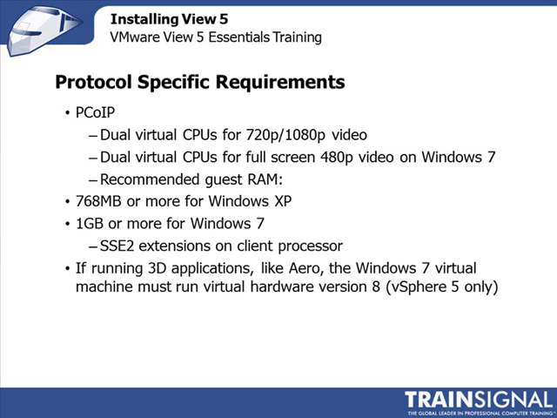And if I'm going to run 3D applications like Aero on the Windows 7 virtual machine, it must be running Virtual Hardware version 8. So this is only an option if you're on vSphere 5 or higher. It's not supported on vSphere 4.1 or earlier. And like we mentioned earlier with local mode, this would be a conflict of interest. You can't run local mode with 3D applications because you need the Virtual Hardware version 8.